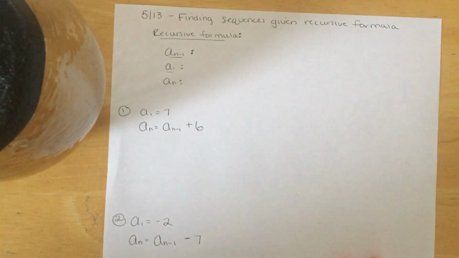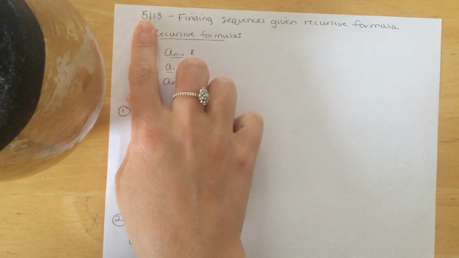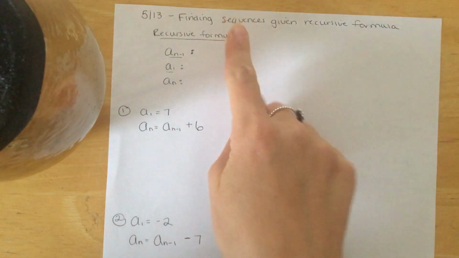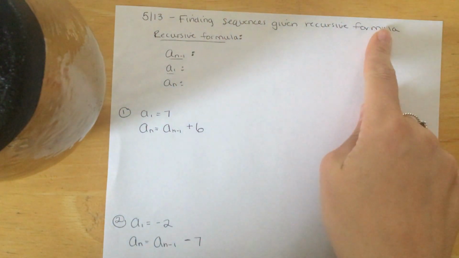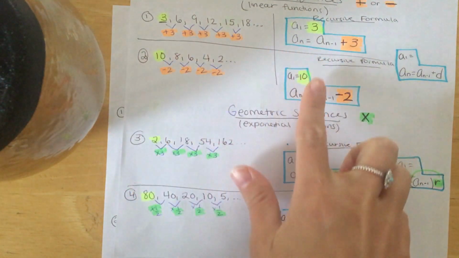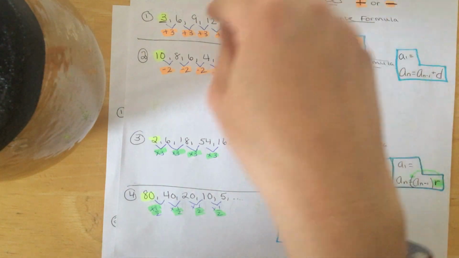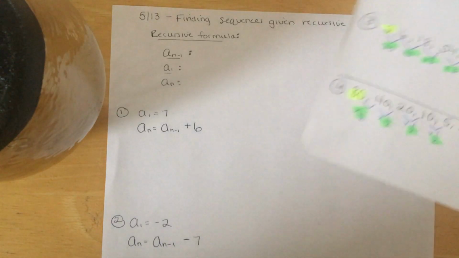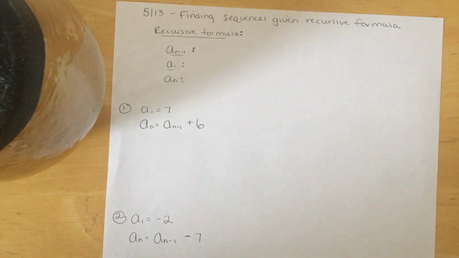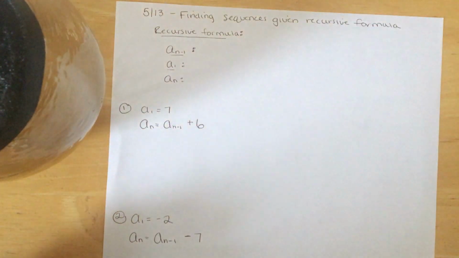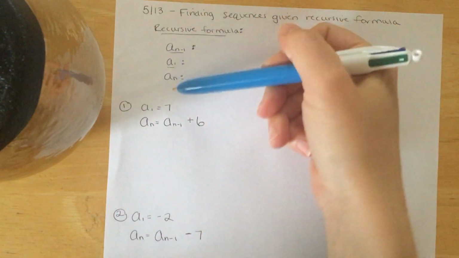All right, so today, Wednesday, May 13th, we're finding sequences now given the recursive formula. So on Monday, you were given the sequence and you had to write the formula. Today, you're going to be given the formula. You have to come up with the sequence, okay? So it's the same stuff. Nothing new today, really, just a different way of looking at it. So we have to review some of these terms.